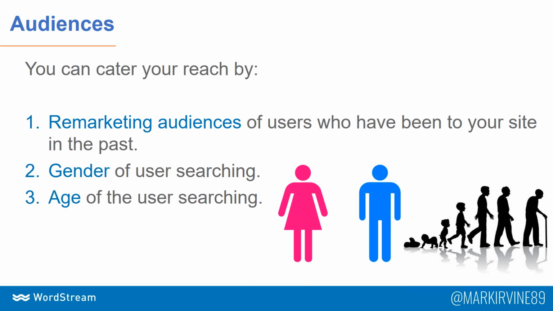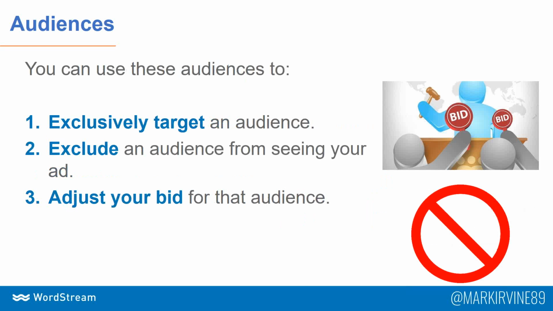Such as the gender or the age of the person who's searching. And using these audiences, we have a couple of abilities where we can exclusively target that gender or that age or that remarketing audience, or we can exclude an audience from seeing our ad. We can very similarly adjust our bid and be more aggressive for that audience. And using these types of tools, we can go in and really think of different ways to reach our audience and be strategic, not just with our keywords and our bids, but with who's searching as well.